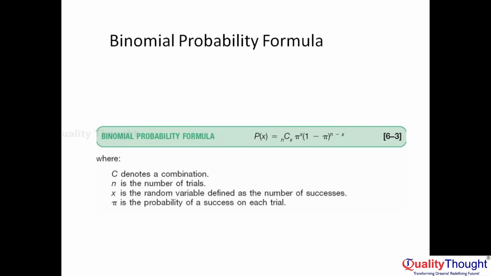Did everyone understand this formula or not? This is the binomial probability formula. Does everyone understand? If you want me to repeat one more time, I will repeat. If you don't understand something, please highlight it so that I can re-explain.